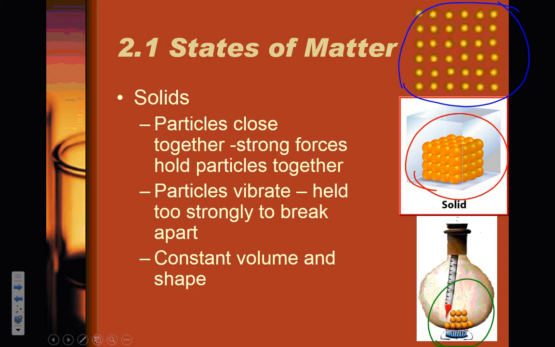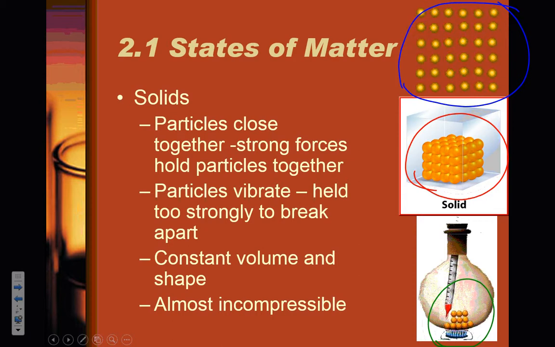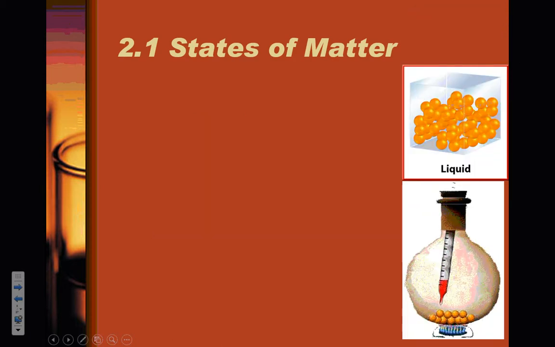So they have their own shape and they have a constant volume. And there's very little space in between solid particles, which makes it very, very hard to push solid particles any closer together. So we consider them incompressible. And that's also a property we'll look at with liquids in a second as well. So that takes us to the liquid.